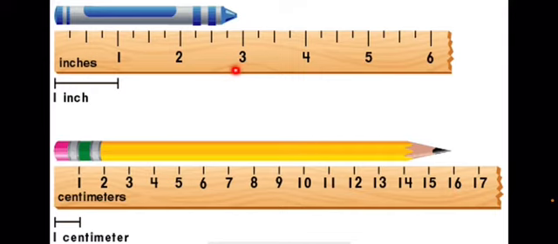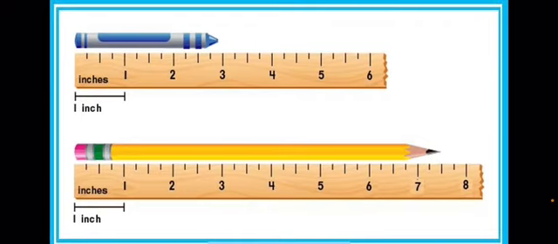Since one is given in inches and the other in centimeters, we cannot totally rely on it. We have to convert it either into inches or into centimeters. You can see that 1 inch is about 3 centimeters, as you can see over here. So now let's convert it into inches. Here we have converted the scale into inches. Now you can see that the crayon is 3 inches and the pencil is about 7.5 inches.